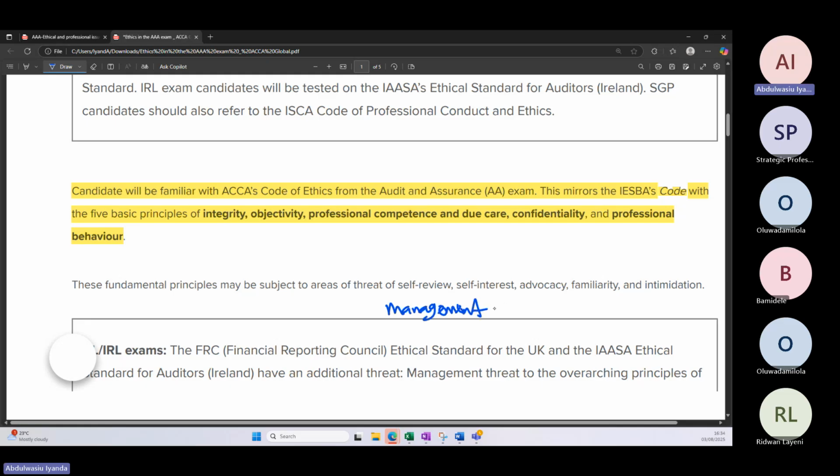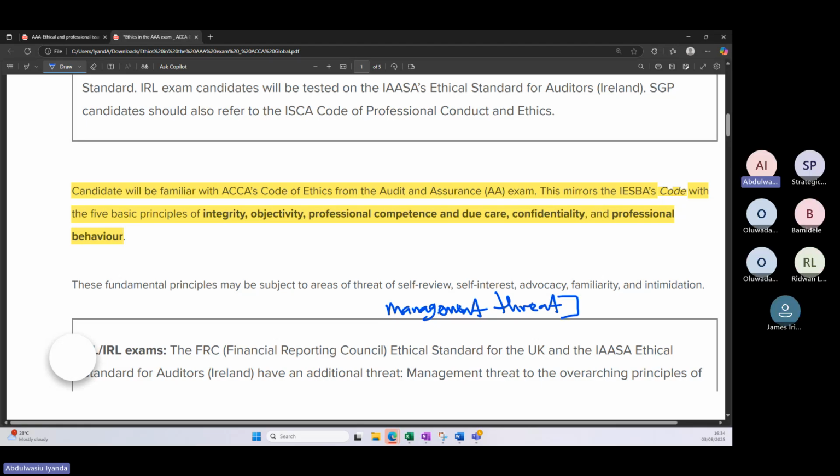This one usually occurs whenever you are doing something that is the responsibility of the management. It is management that is responsible to do this, and maybe you are now being asked as the auditor to do it. Then that is what we call a management threat. So please, let's have this at this level as well. That is also what we refer to as a management threat, apart from the five threats to the fundamental principles.